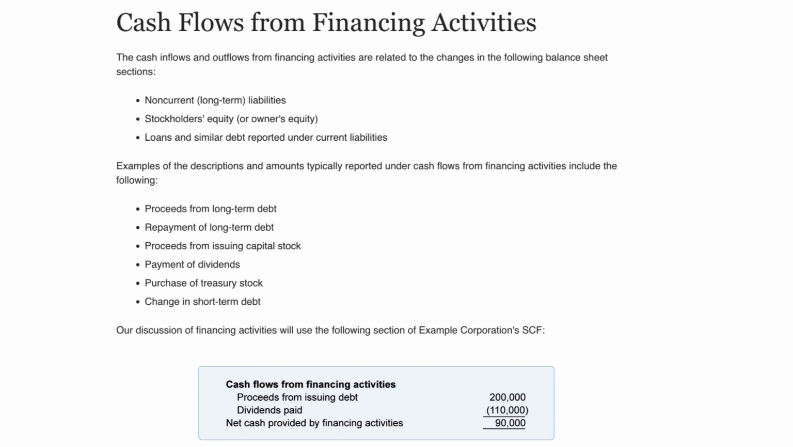Examples of the descriptions and amounts typically reported under cash flows from financing activities include the following: proceeds from long-term debt. Repayment of long-term debt. Proceeds from issuing capital stock. Payment of dividends. Purchase of treasury stock. Change in short-term debt. Our discussion of financing activities will use the following section of example corporation's SCF.